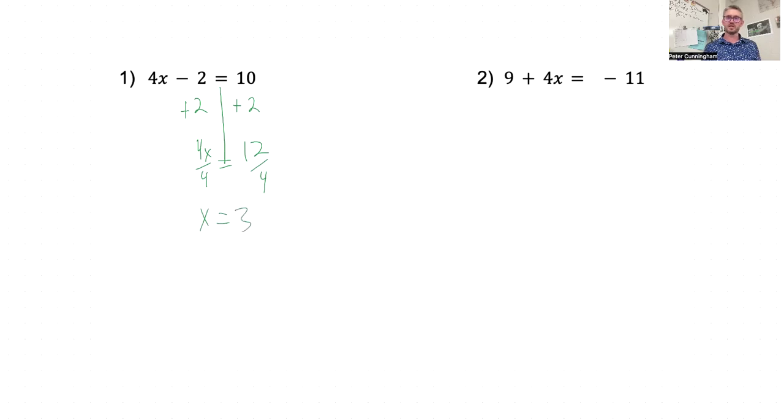All right. 9 is keeping x from being alone. Let's get rid of it. 4x equals negative 20. 4 is multiplying by the x, so let's divide. Now we have x equals negative 5. Now I'm going fast. Pause and go back if you need to.